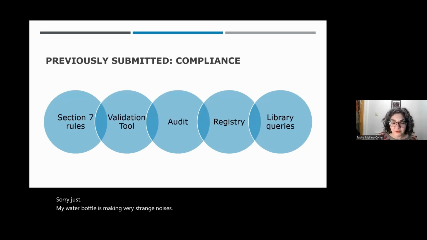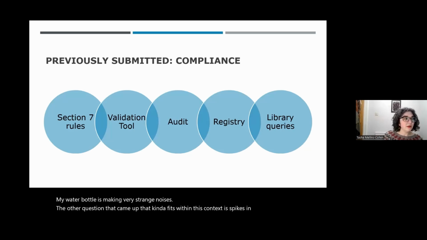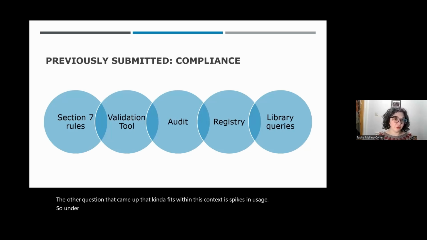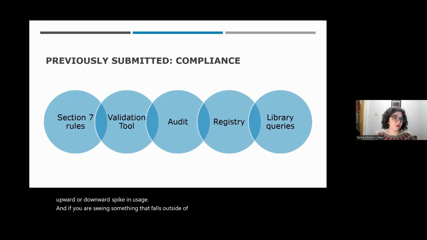The other question that came up that kind of fits within this context is spikes in usage. So under section 7 of the code, we have some very clear guidelines about what counts as an upward or downward spike in usage. And if you are seeing something that falls outside of those, please get in touch with me and let me know.